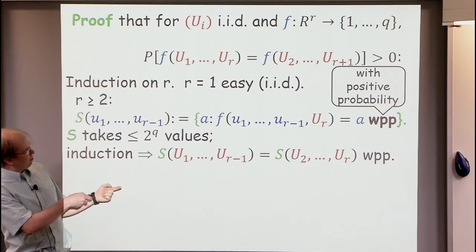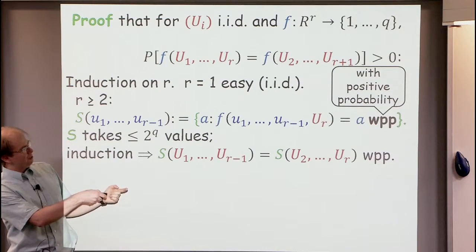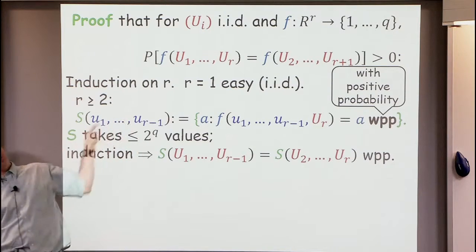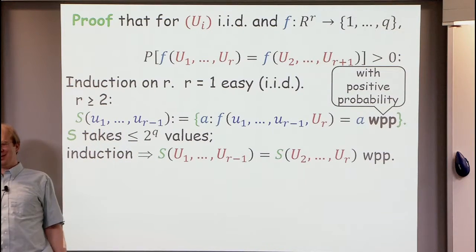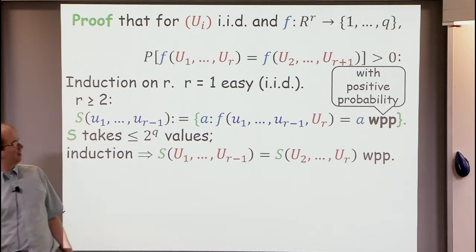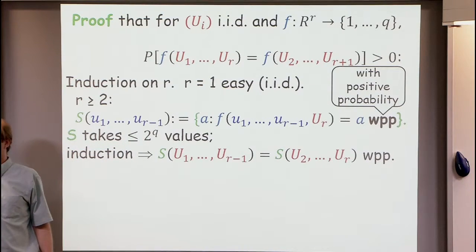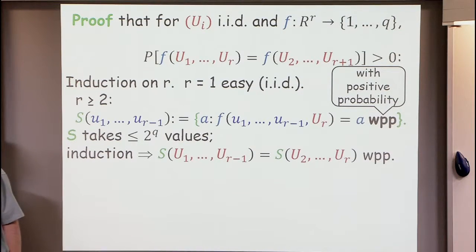I look at the set of ones that it can take, a set of colours that it can be with positive probability. That's a set. It's a set that's a function of u, little u1 up to little u r minus 1. And of course, it takes at most 2 to the q values, because it's a subset of 1 up to q. So I apply the inductive hypothesis to that.